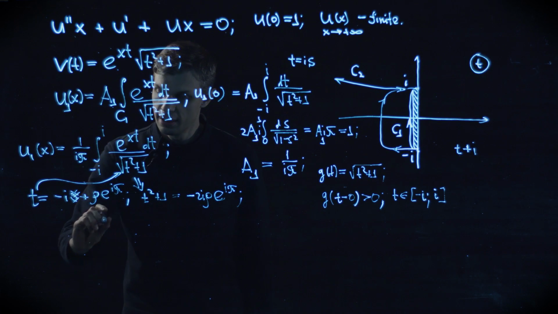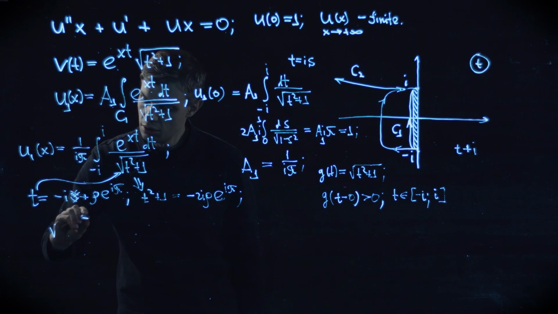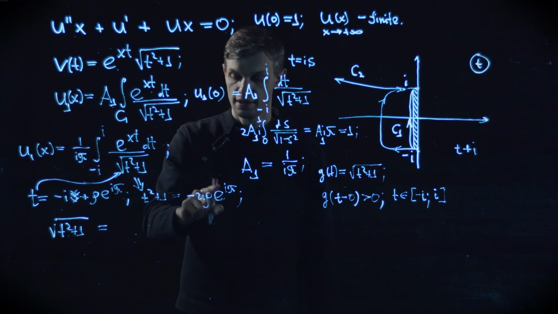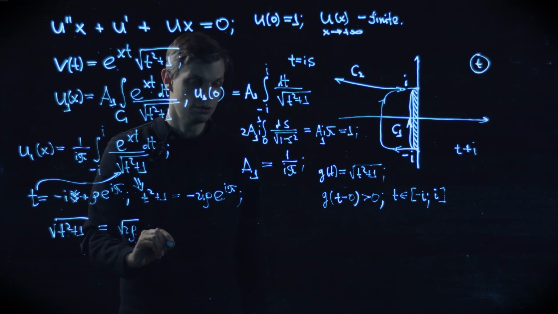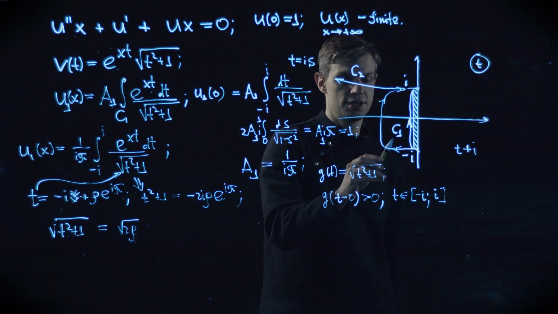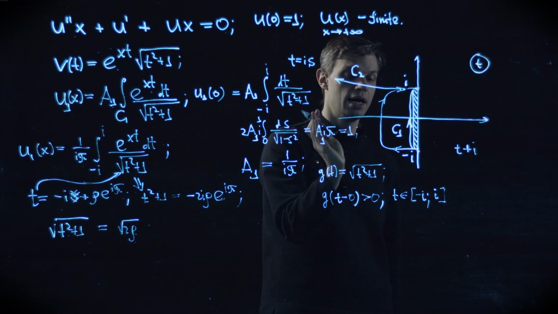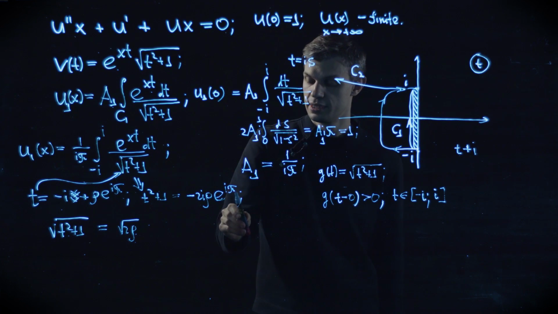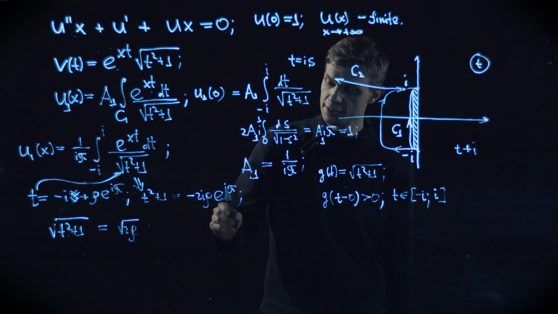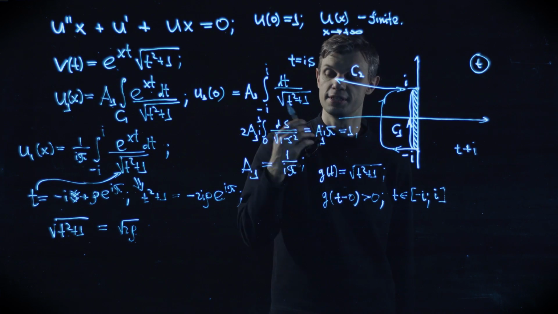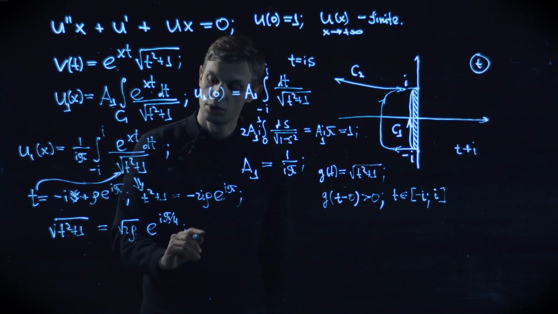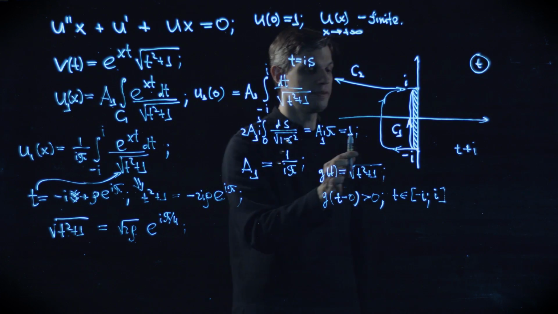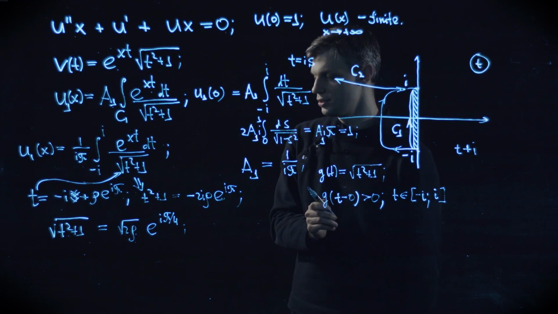So this way, the square root of t squared plus 1 is equal to the modulus of this expression, which is the square root of 2 rho, times the change of the argument. The change of the argument is pi by 2, right? But there is a square root, so the total change of the argument is only half of pi by 2, so it's pi by 4. So this is the correct value of our multivalued function when we go along this steepest descent direction.